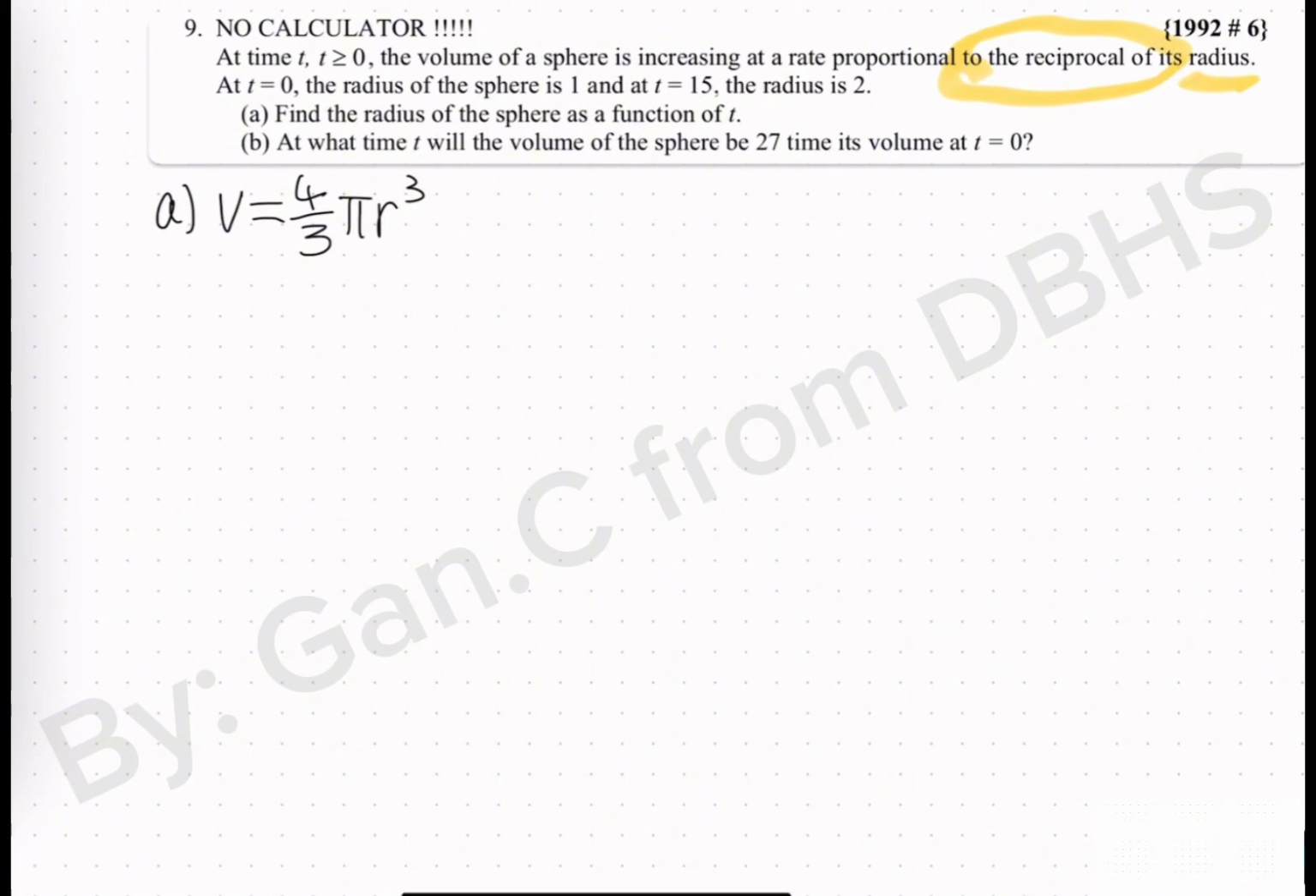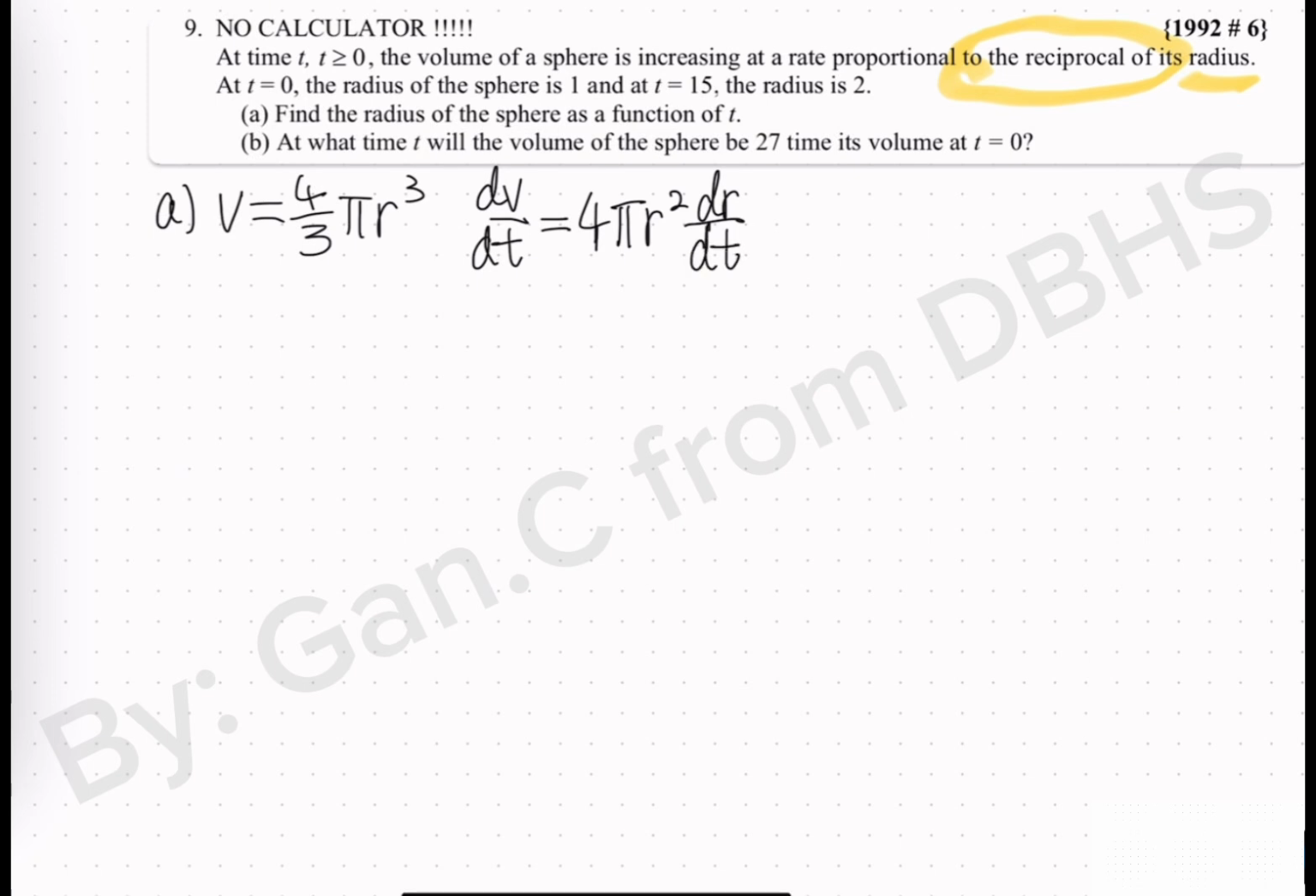And then, how can you do it further? Find the derivative on both sides, right? Using dV over dt and dr over dt. So that's dV over dt equal to 4 pi r squared, because I already found the derivative of that, times dr over dt, right? This is still easy.